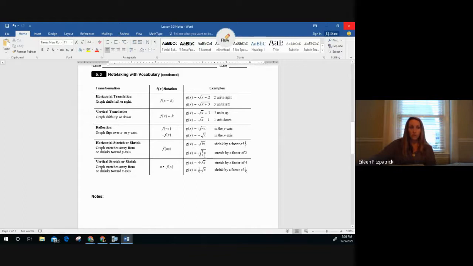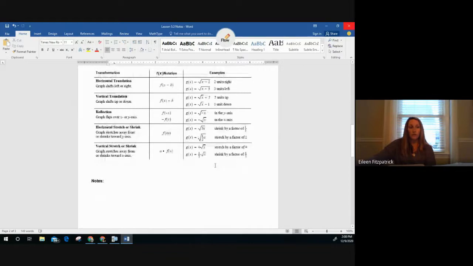Here I have a horizontal stretch by a factor of 2. And if the factor is out in front, here I have a vertical stretch of 4 and a vertical shrink of 1/5. Again, the rules are very similar to what you guys already know.